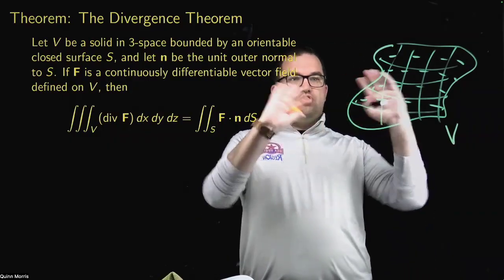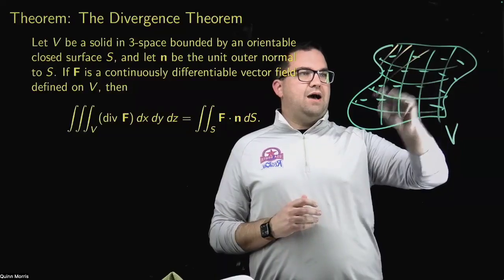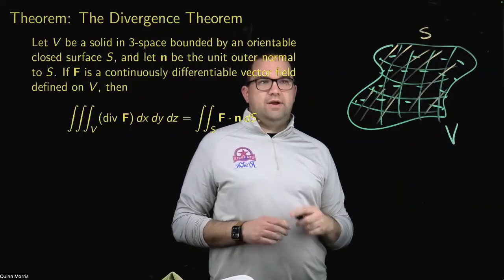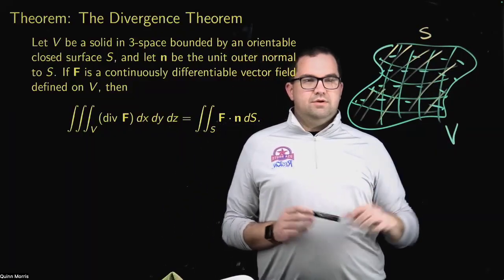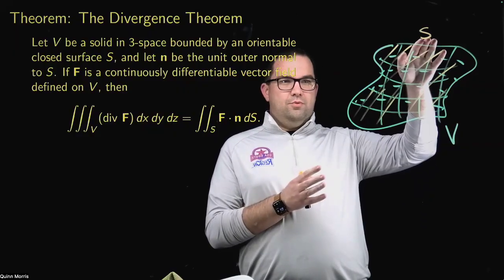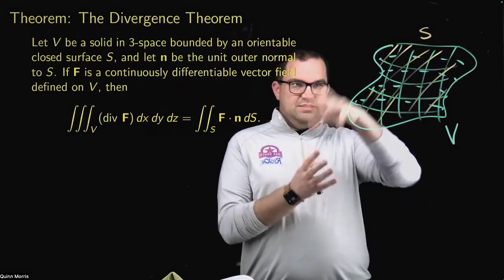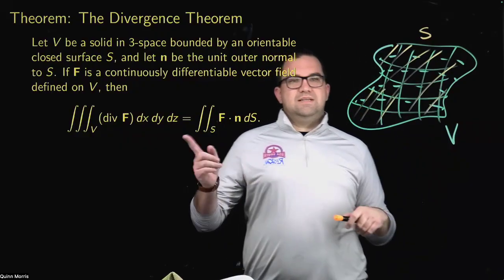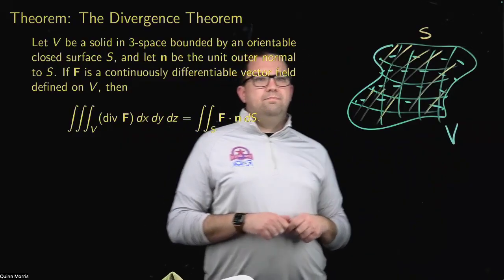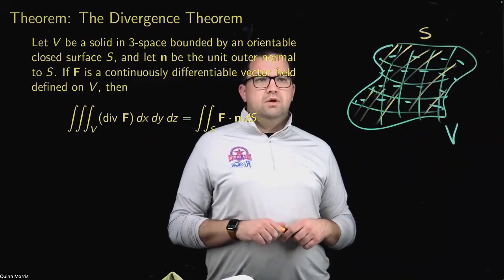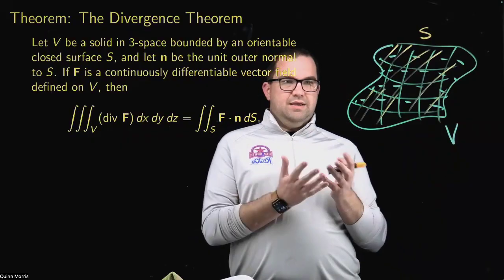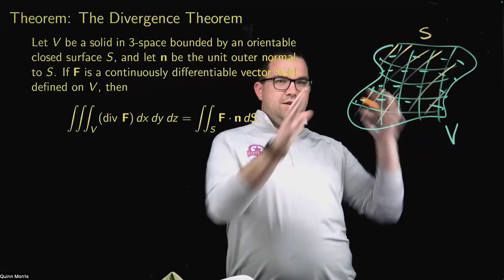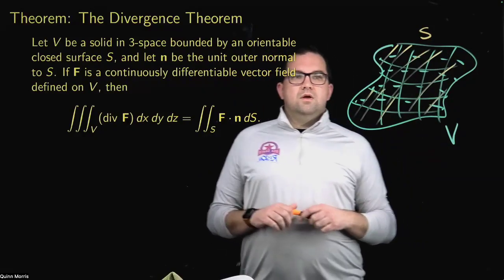S is the surface, so it's just the outside of this volume. Think of the cardboard box as S, and then the volume V is all the stuff inside the cardboard box. Now, this condition that S be orientable and closed. Closed means exactly what you think it means. I just don't want this to be some sort of infinite volume. That's not a nice closed thing.